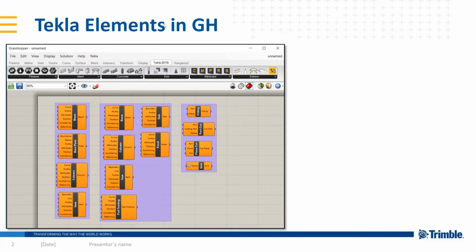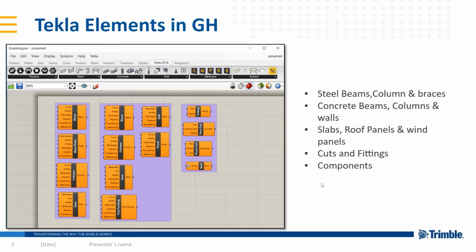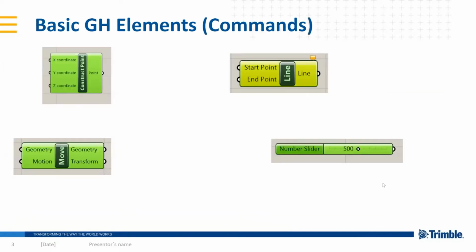As you can see here, just don't mind the version, but basically these are all the basics that you can find inside the Grasshopper. But there are more on this because, as you can see, these are only from 2019, but now in 2023 there are more parameters that you can see later on. I'll show that one in the other screen. Okay, so as you can see here, you have the beam, column, brace, slab, cuts and fittings, components, and then the next thing is the basic Grasshopper elements.